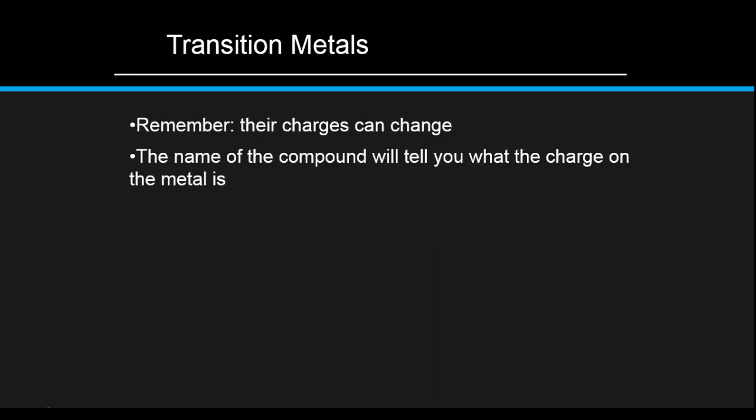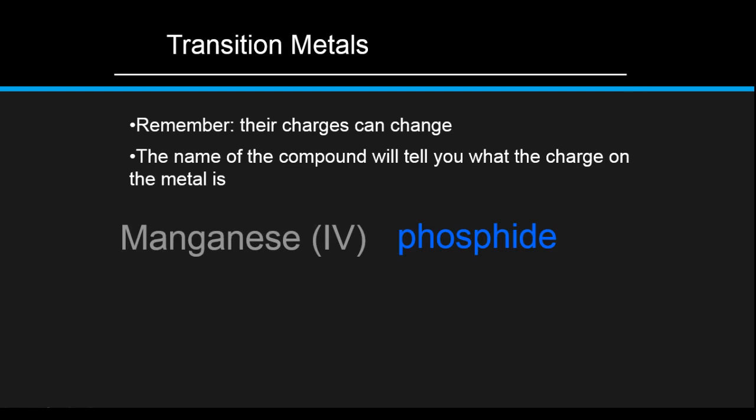Let's do one more example with the transition metals. Everything's the same. We're going to deal with manganese(IV) phosphide. That IV tells us the charge of manganese. Phosphide has a charge of 3-. So when we do the crisscross, after we write our symbols, we get Mn3 for the -3 on phosphide, and P4 for the charge on manganese.